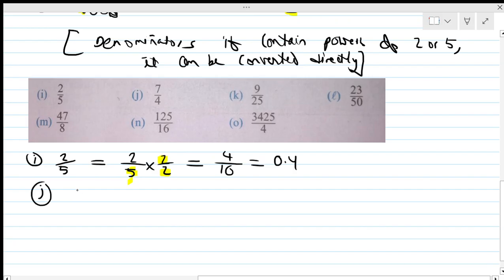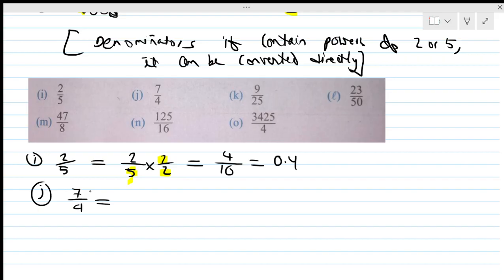And now I go with number J. In number J there is 7 divided by 4. Now if you see 4, this is a multiple of 2, 2 into 2. So 4, instead of saying multiple, is a power of 2. So it's 2 power 2.